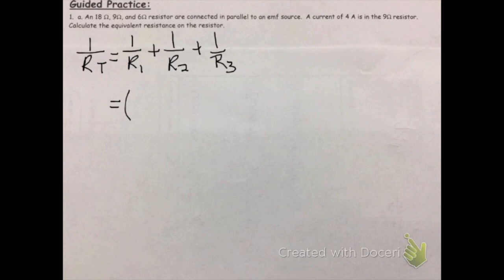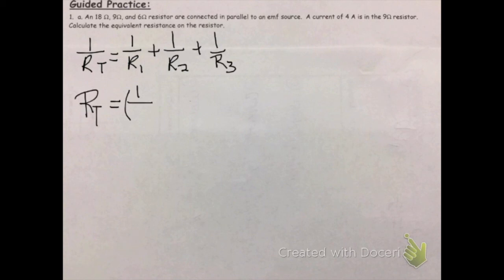If you look at the bottom of your notes page, you have the guided practice. The first part of it reads: an 18 ohm, 9 ohm, and 6 ohm resistor are connected in parallel to an EMF source. A current of 4 amps is in the 9 ohm resistor. Calculate the equivalent resistance on each resistor.